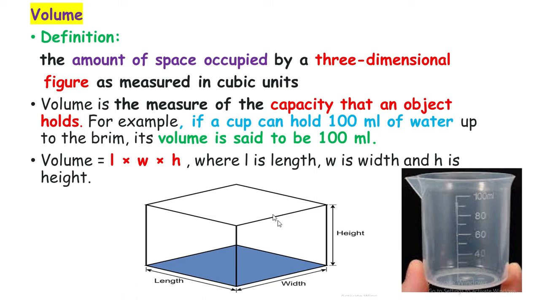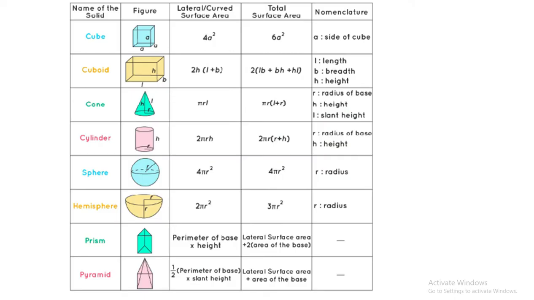If 3 sides are involved, length, width and height, it is called volume. Then we will have the units in centimeter cube or meter cube. Whereas in case of area, we will have centimeter square or meter square only, because only 2 sides are involved, only length and width. Many formulas are given for finding the volume. For a cube, the volume is a cube, the lateral surface area is 4a square, and the total surface area is 6a square.